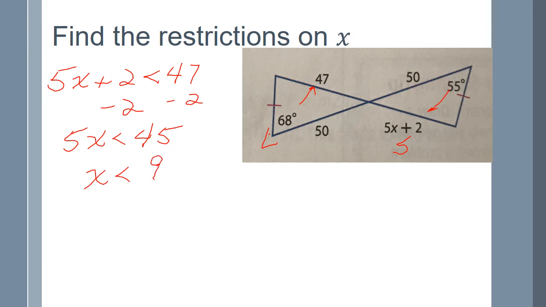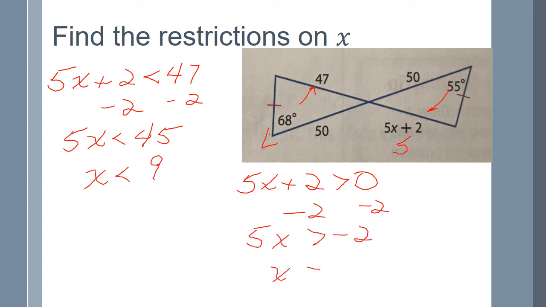Okay, but now 5x plus 2 has got to be greater than 0, because 0 is the smallest length it could possibly be. So we're going to set up the second part of our restriction. So that's going to be 5x plus 2 is greater than 0. Subtract 2 from each side. 5x is greater than -2. Therefore, x is greater than -2/5. So our final answer, I'll put this in a different color here, is going to be -2/5 is less than x is less than 9.